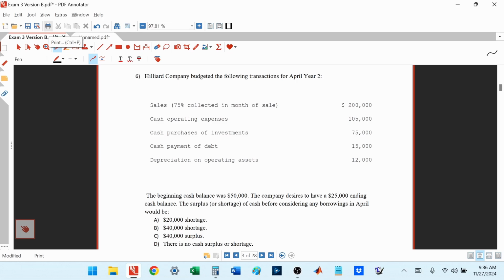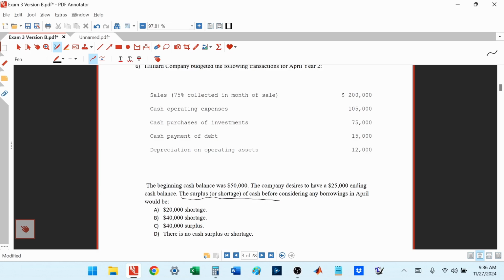Hilliard Company budgeted the following transactions for April of year 2. Let's go ahead to the question because there's so much given information. The surplus or shortage of cash before considering any borrowings in April would be what? So let's see. Our beginning cash balance is $50,000. To that, let's add what we expect to come in the month in cash. So here are our sales, but that's total sales. 75% will be collected in the month.